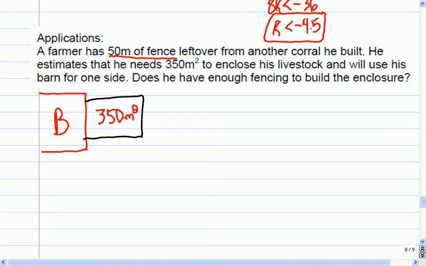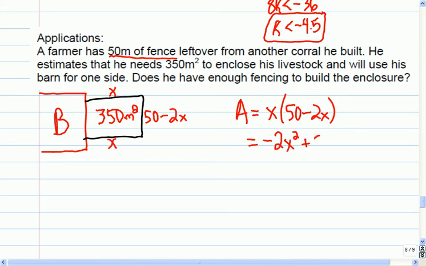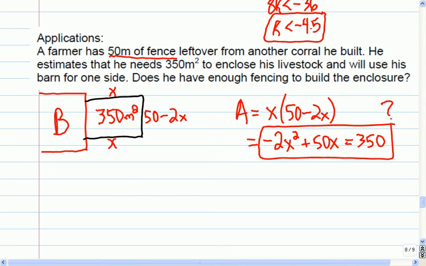We've done these before, so if we call this side x, and we call this side x, that means we've got 50 minus 2x left here. So the area is going to be equal to x times 50 minus 2x. So this is the function that I get for area. And we want this to be equal to 350. So we have to solve this equation here. Basically, what we're saying is, can you solve this equation? That's what the person's going to do with 50 meters of fence.